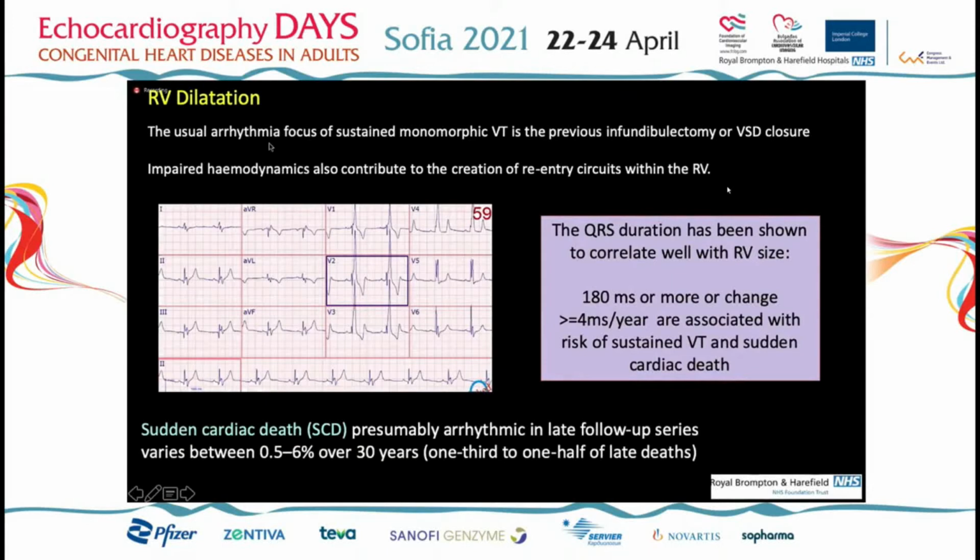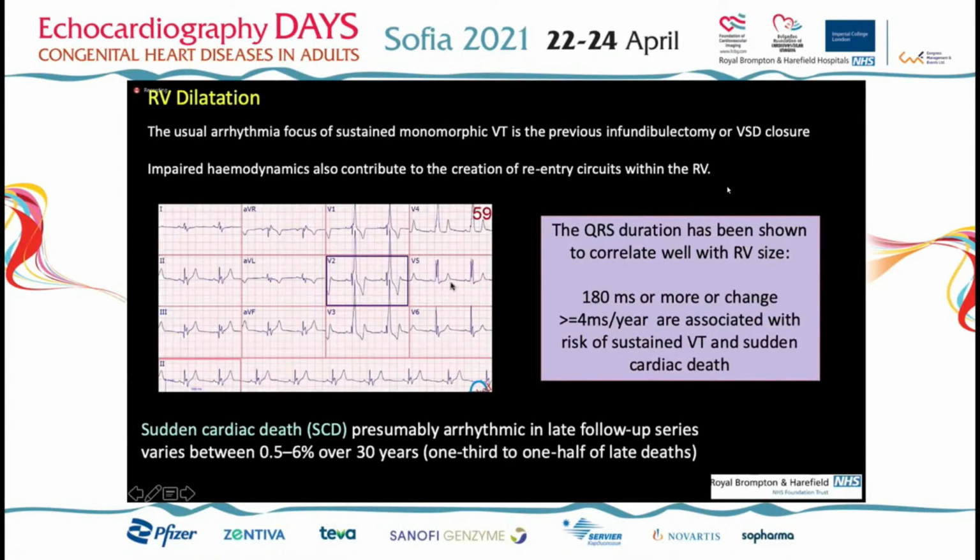And then RV dilatation, we know, can favor the development of ventricular arrhythmias and then sudden death. And also the ECG can be of value to estimate how big the ventricle is or whether it is progressing, because prolongation in the QRS duration at follow-up has been correlated with prolongation or dilatation of the right ventricular measurements.